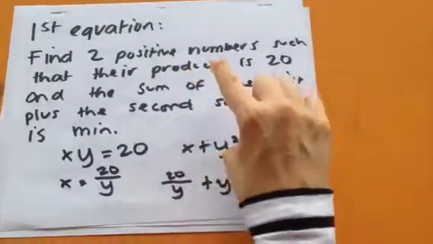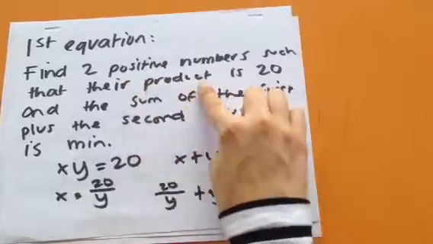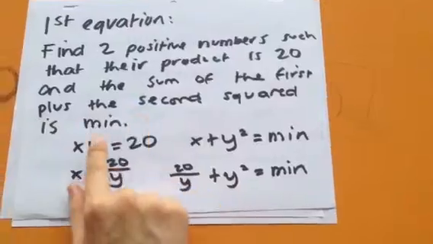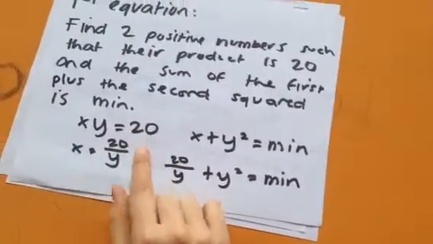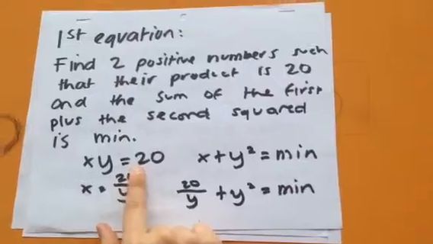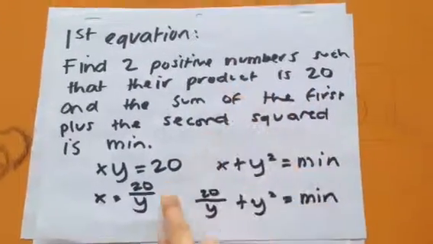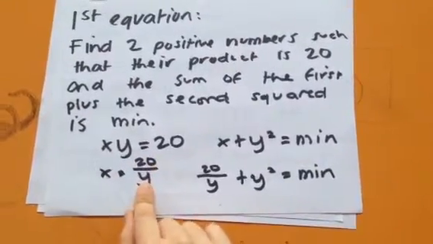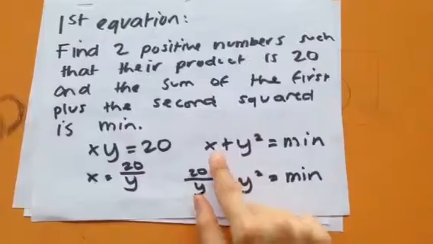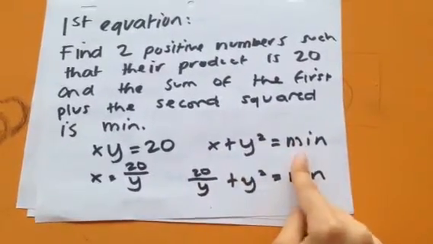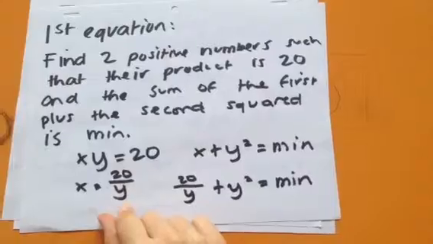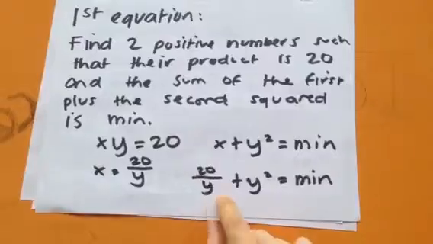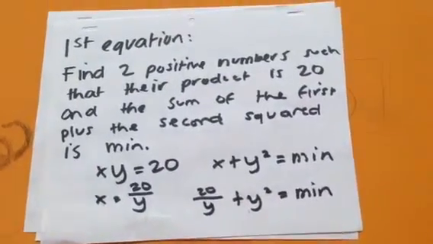For the first problem, find two positive numbers such that their product equals 20 and the sum of the first plus the second squared is minimum. And I've done the first equations for you. x times y is 20, which they give us here as the product. And then you simplify this for one variable. So x equals 20 divided by y. The second equation is x plus y squared equals minimum. And I plugged in the variable from the first equation into this one. So 20 divided by y plus y squared equals minimum.